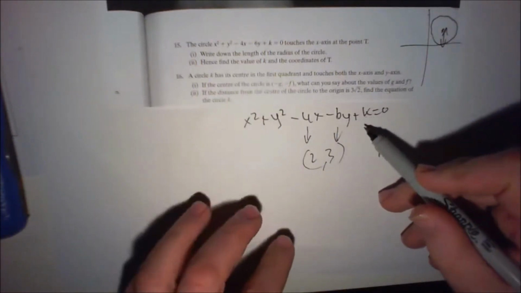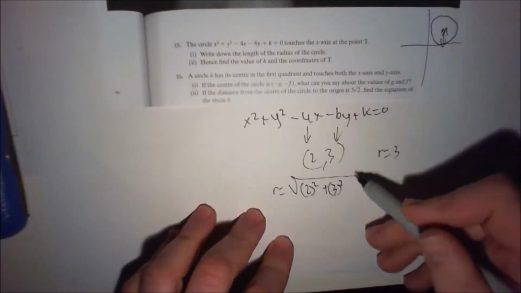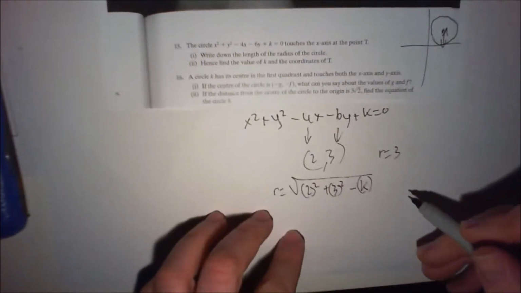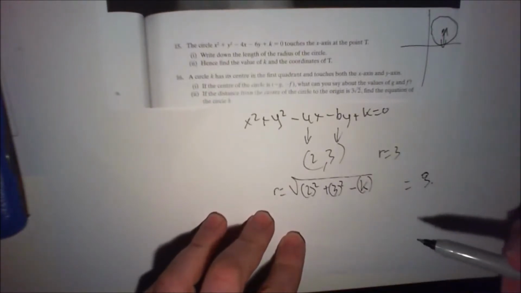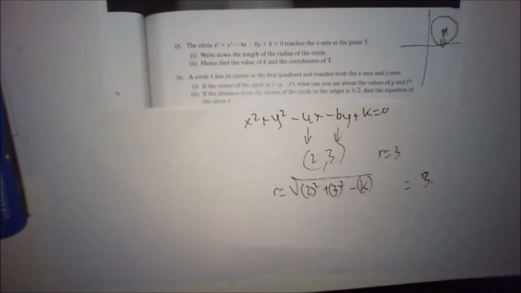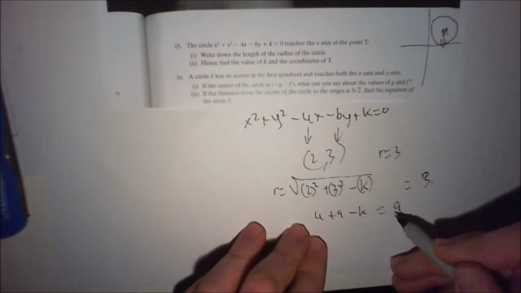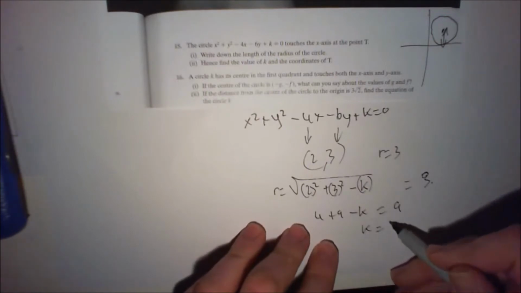So how do we find k? Well, we know how to find the radius. Radius is equal to the square root of this squared plus this squared minus k. I'm going to put k in brackets just in case. And we know that's going to be equal to 3. So we'll square both sides. That's going to be 4 plus 9 minus k is equal to 3 squared. So 4 plus 9 minus k is equal to 9. k is equal to 4. And there you go.